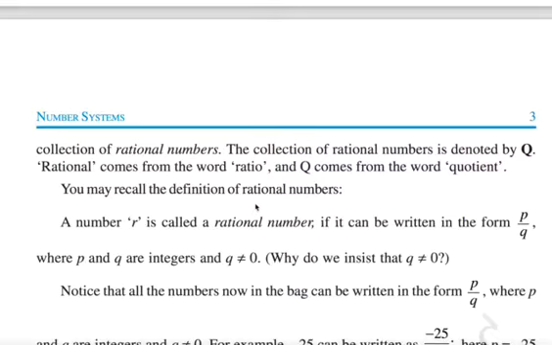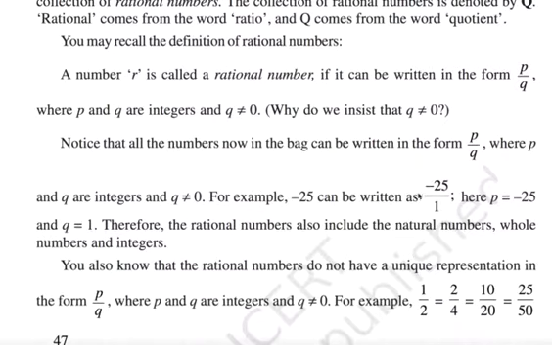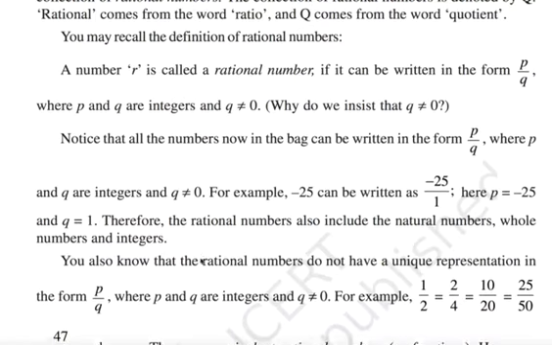You may recall the definition of rational number. A number r is defined as a rational number if it can be written in the form p by q, where p and q are integers and q not equal to 0. Why do we insist that q not equal to 0? If q becomes 0, that number becomes undefined. Notice that all the numbers now in the bag can be written in the form p by q, where p and q are integers, q not equal to 0. For example, minus 25 can be written as minus 25 by 1. Therefore, the rational numbers also include the natural numbers, whole numbers and integers, right?